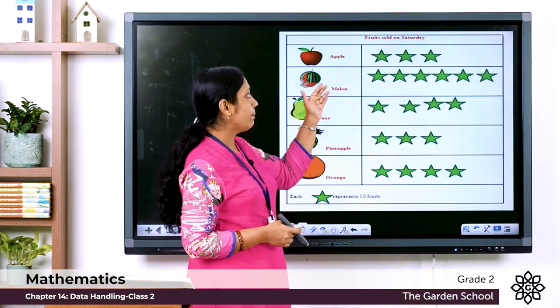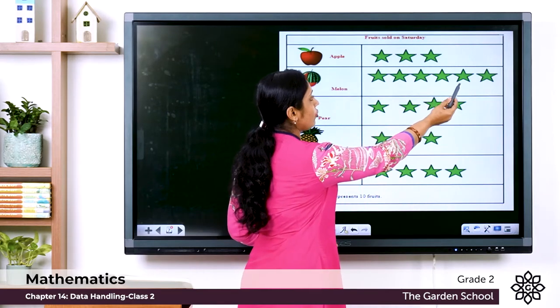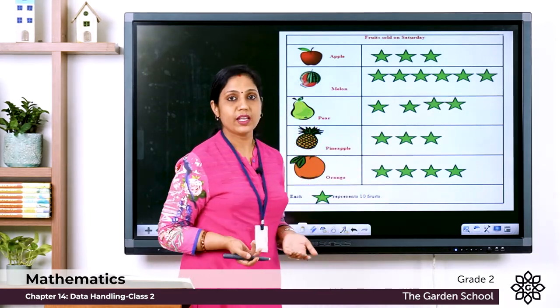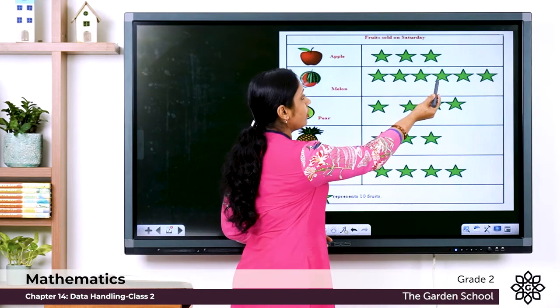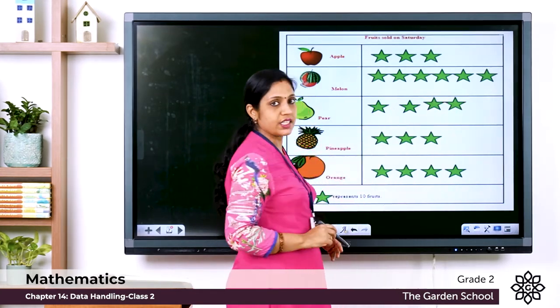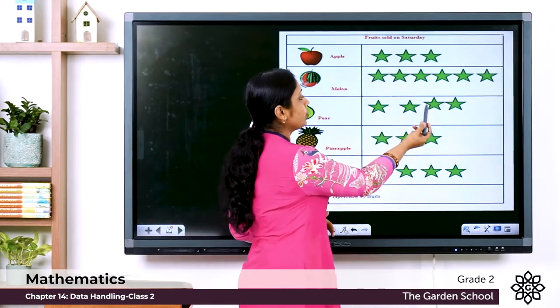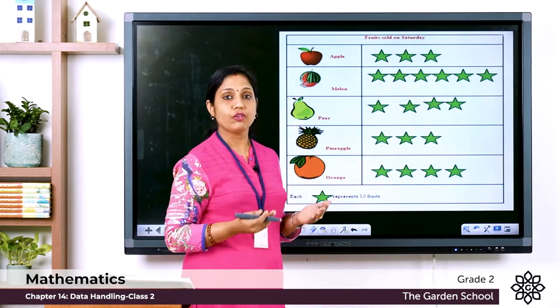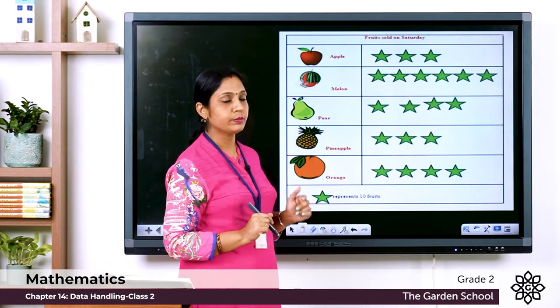The next one, melon. You can see 1, 2, 3, 4, 5, 6. So how many melons were sold? It's 10, 20, 30, 40, 50, 60. The next, pear, 1, 2, 3, 4. That is 4 into 10 is 40. So 40 pears were sold on Saturday.